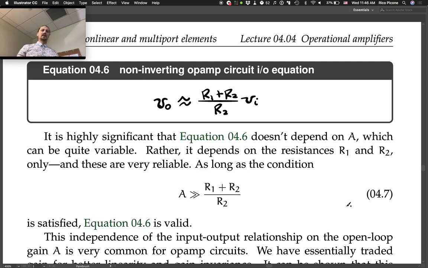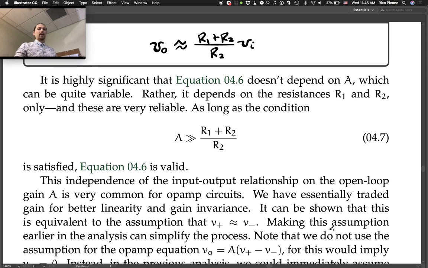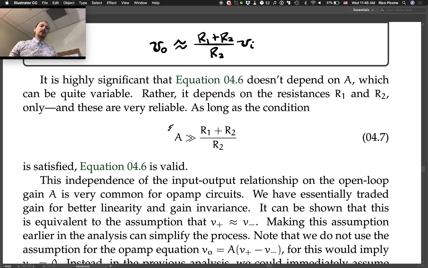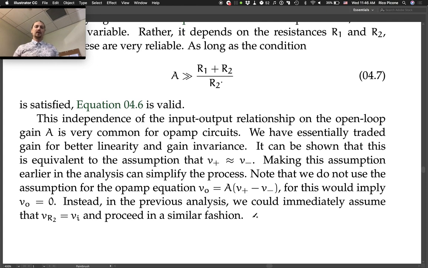So you can get a really nice gain from this that's very predictable and stable. But remember, this has to be true in order for that to hold. So you can use this result as long as A is much greater than this ratio, which is always going to be the case unless you make a mistake in choosing R1 to be humongous compared to R2, in which case you can have some issues. This independence of the input-output relationship on the loop gain is very common for op-amp circuits.